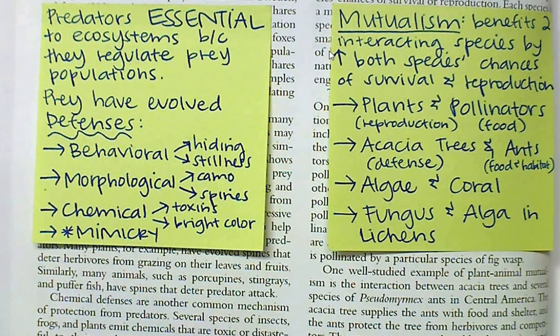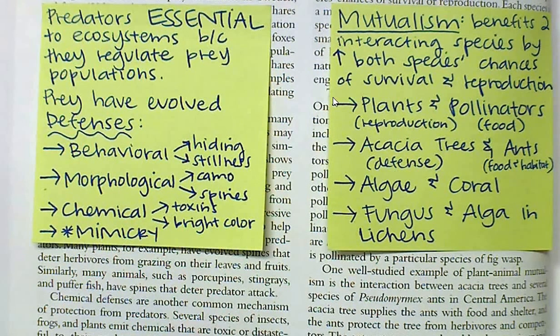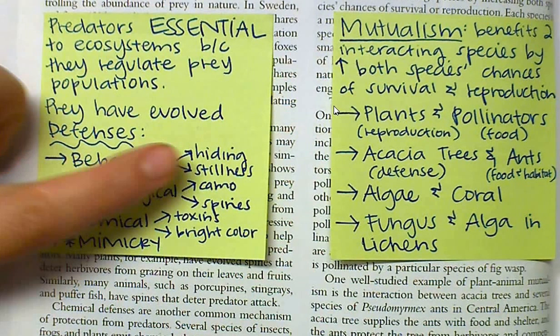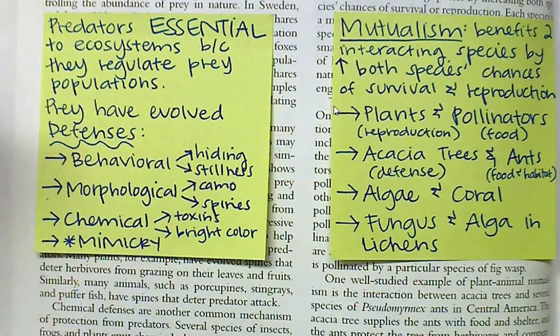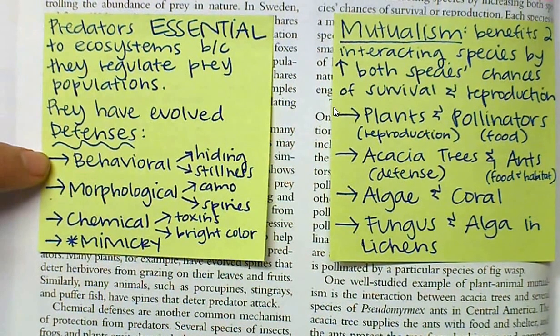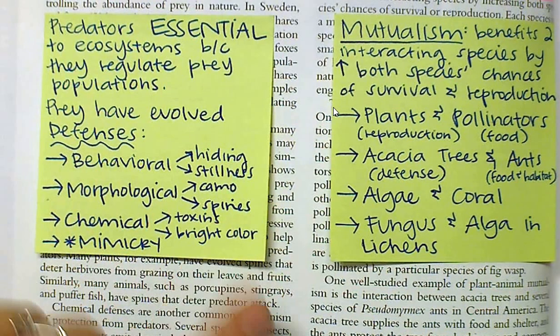All right, now in order to combat this kind of constant threat of predation, a lot of prey species have evolved defensive mechanisms in order to survive. So we have four types. We have behavioral, like hiding or being very still or running really fast. Okay, those are behavioral defenses to predation. We have morphological defenses like camouflage or spines, like on a porcupine. I'll show you in a second.